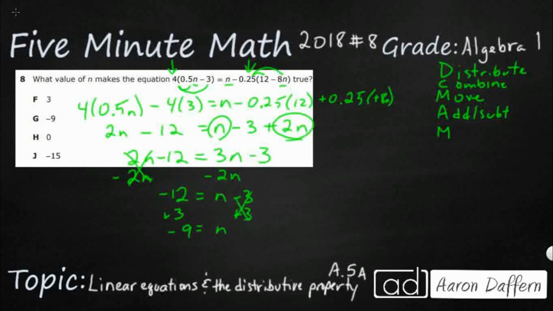Now I didn't need to, but sometimes it's not just going to be n, it's going to be 5n, it's going to be 1/2 n. You might need a multiply or divide at the end. Okay, so it looks like it's negative 9. Let's plug it back in just to make sure.